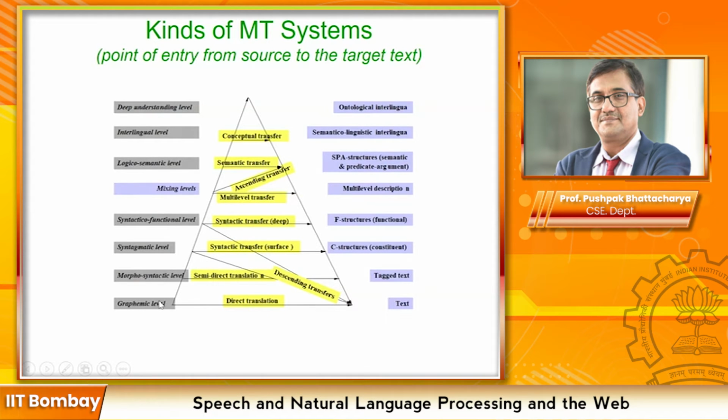Now let's look at the levels. The grapheme level is the raw sentence. At the morphosyntactic level, I do morphology analysis. At the syntagmatic level, parse trees are constructed. At the syntactico-functional level, parse trees, both constituency and dependency, are created.